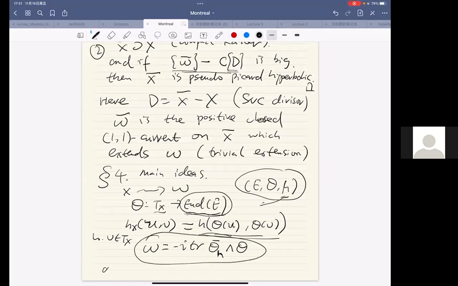So to show it is closed, we take the d omega, and it equals the trace. So d is the Chern connection of this one, plus i trace d theta. By the property of the harmonic bundle, this and this will both be zero. Therefore we get the closedness of this form.